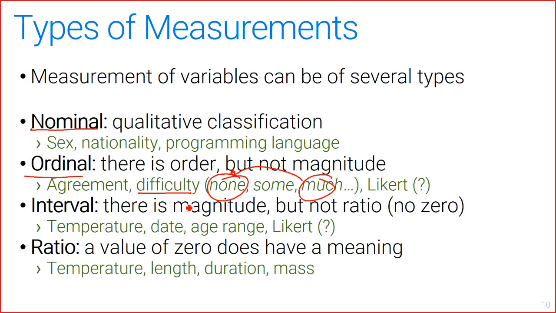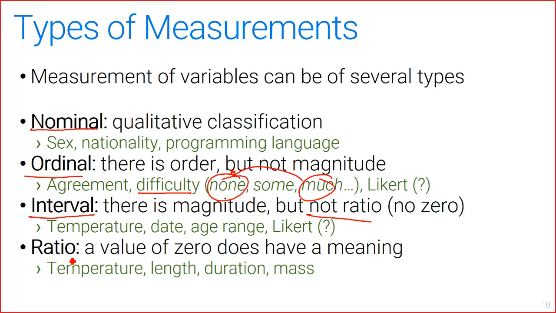And then if we want to start quantifying differences, magnitudes between different levels of a variable, then we should attempt to have an interval variable. And in these cases, we do have a magnitude, but we don't have a notion of ratio. There's no zero, or the zero doesn't have any meaning. And in this kind of variables, we find, for example, the temperature. We're going to talk about it.